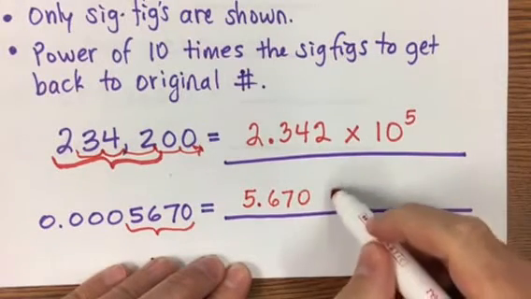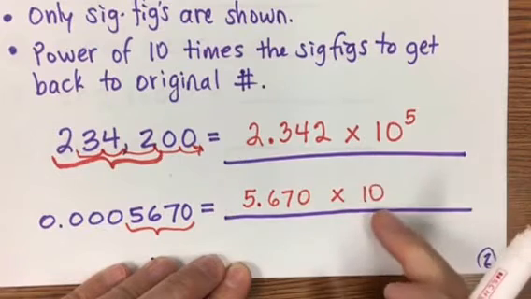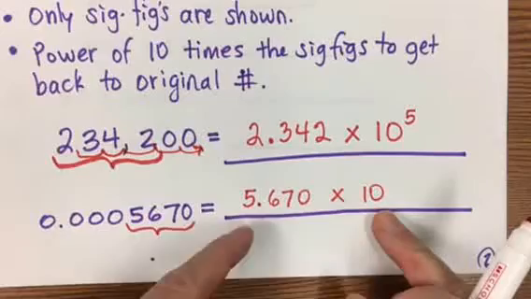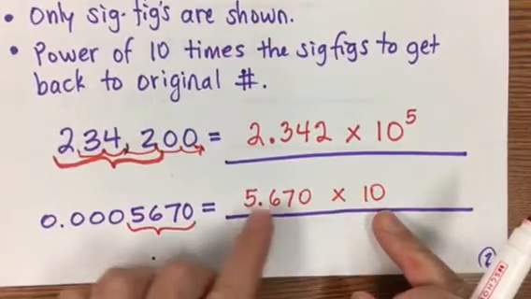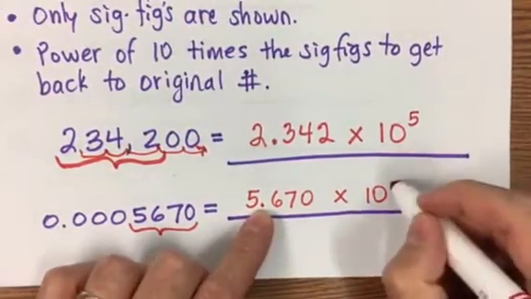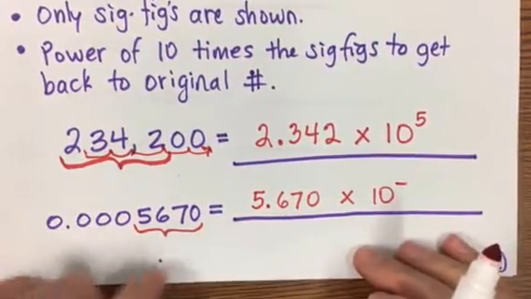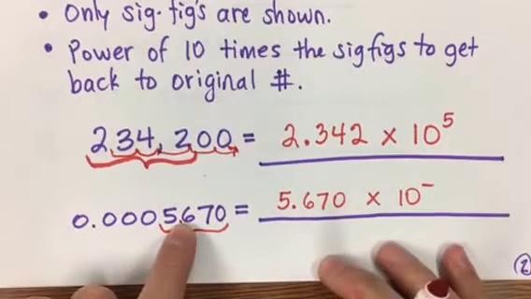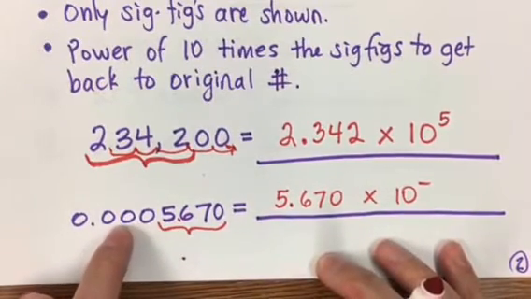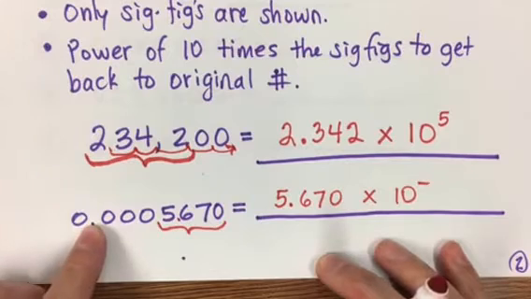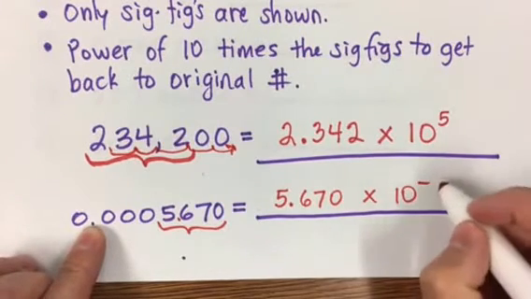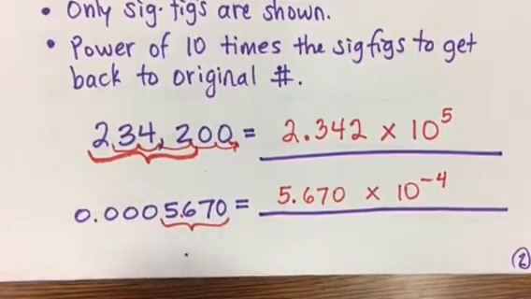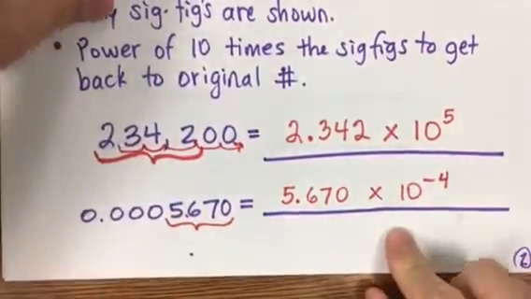Now, I'm going to multiply this times 10, and the power on the 10 is going to tell me whether I have to move the decimal to the left or to the right to get back to my original number. To get back to my original number, the decimal needs to go to the left, so it's going to be a negative power of 10. And how many hops does it have to go to get there? Well, if I started my decimal here, I would have to go 1, 2, 3, 4 hops back to the left to get my original number back. So this is going to be times 10 to the negative 4th power.